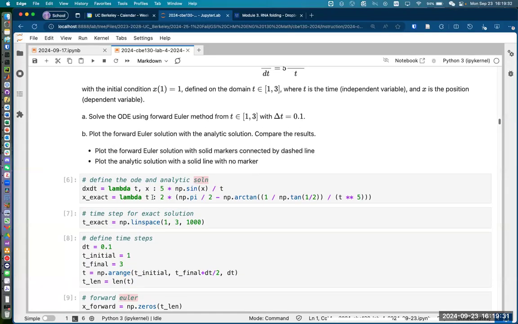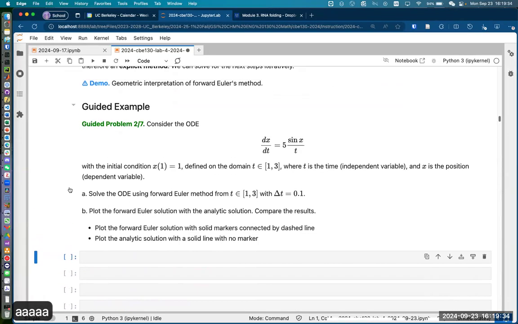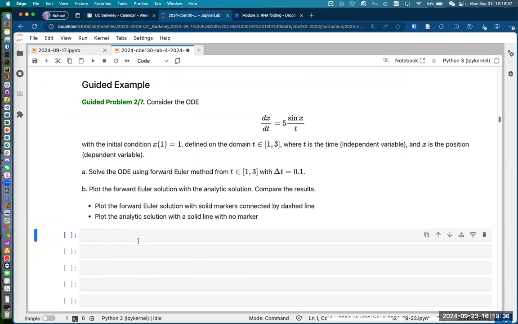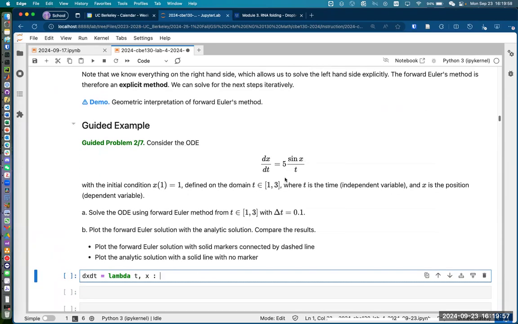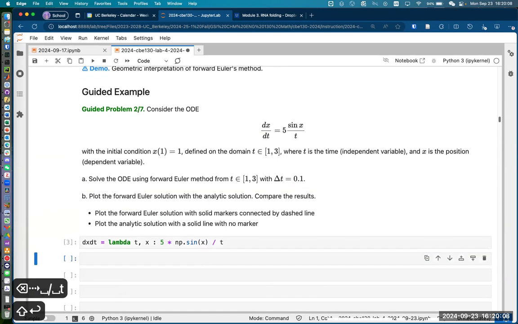Okay. So I'll go through one example for forward Euler, and you can try it on your own with the practice problem. So here we have an ODE that we can define in Python as dx dt is equal to, and do a lambda function, and the independent variable here is t. The dependent variable here is x, which is important to distinguish from all the theory above. So because independent is time t, dependent is x, we have 5 times sine of x divided by t. So here we define the ODE.